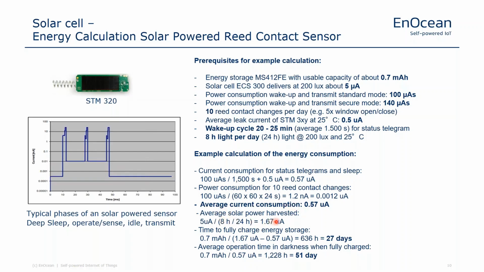Okay, on the other side, what kind of energy can we expect from the solar cell? So this is also calculated for average current. The average current is 1.67. So the good thing, it's positive. We get more energy or more current than we need. And then we can charge the energy storage device.